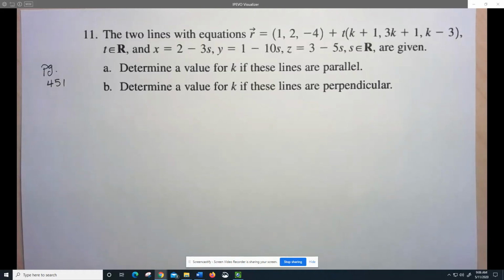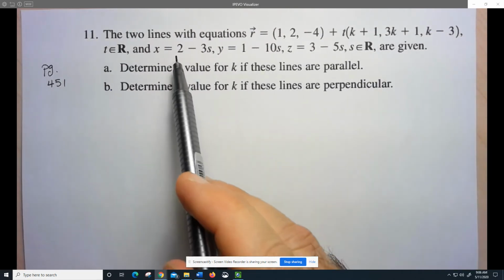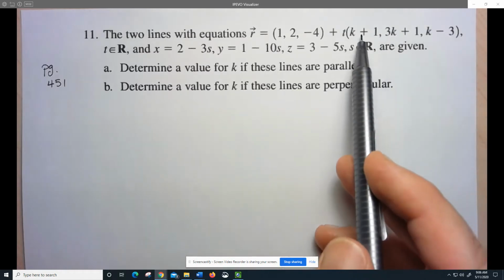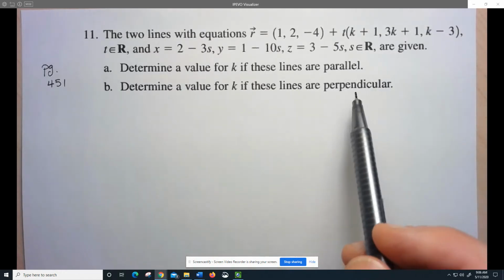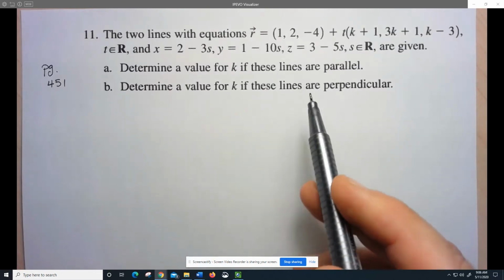Hi folks, we're going to take a look at number 11 from page 451. So here they're giving us equations of two lines. One's in vector form, one's in parametric form, and they want us to determine the value of k, which we see appears in the direction vector of that first line, where the lines are parallel and where they're perpendicular.